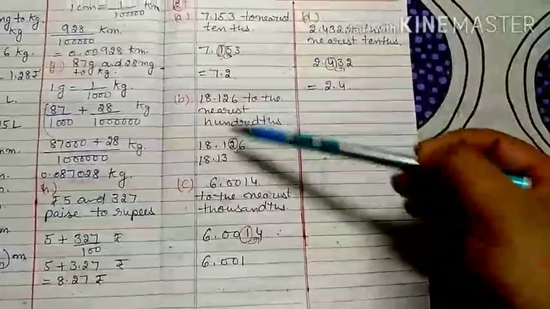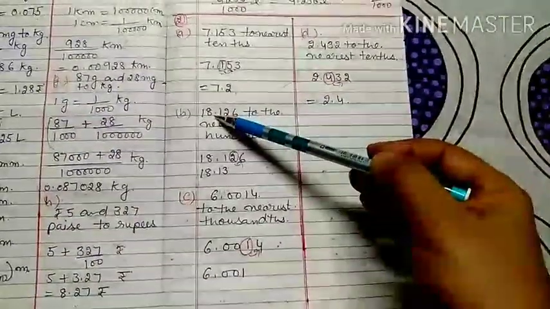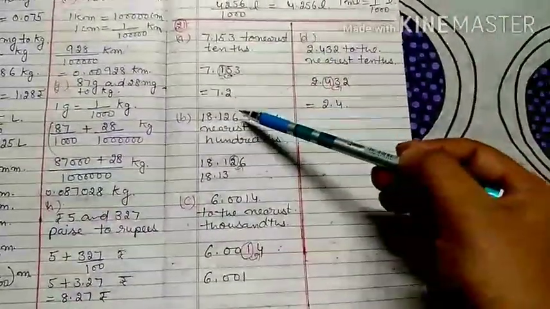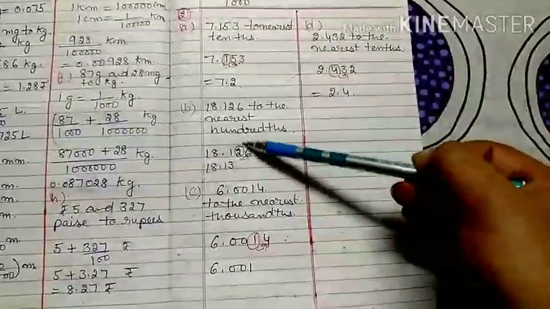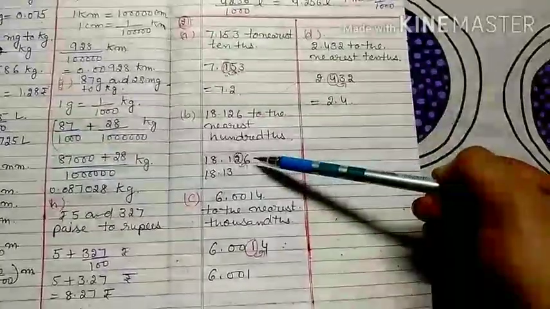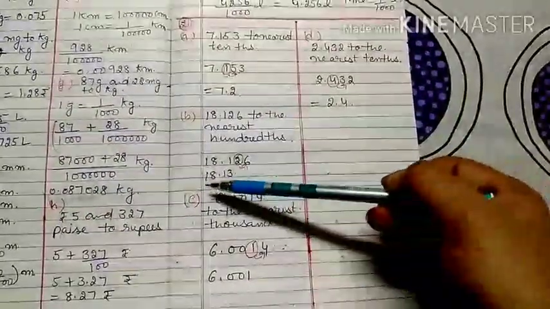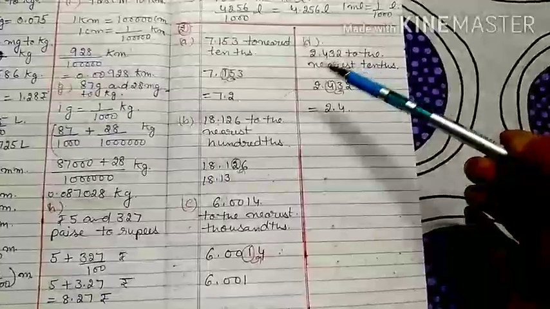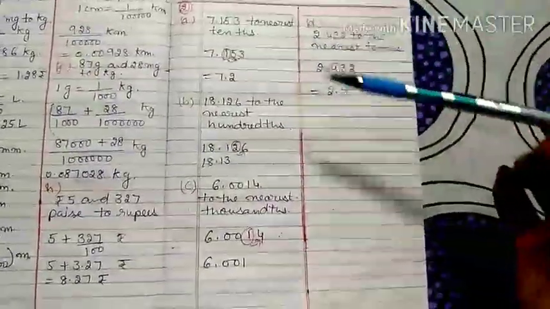If you want to round off to the hundredth place, hundredth place means the second digit after the decimal. So you circle that digit and check the next digit. If it is 5 or more than 5, you add 1 to the circled digit, so that gives you the number rounded to two places, that is 18.13.